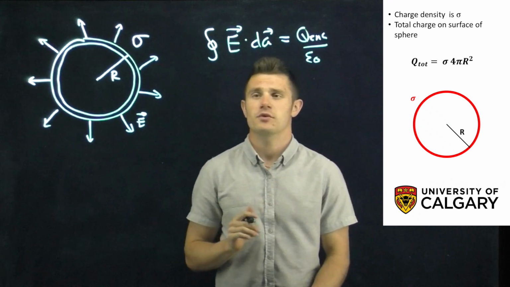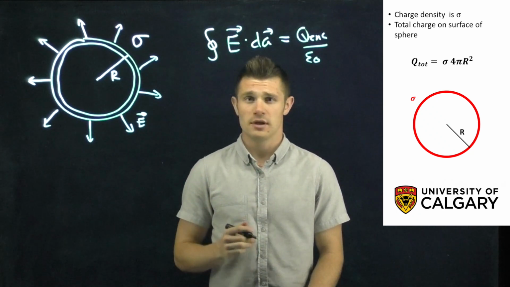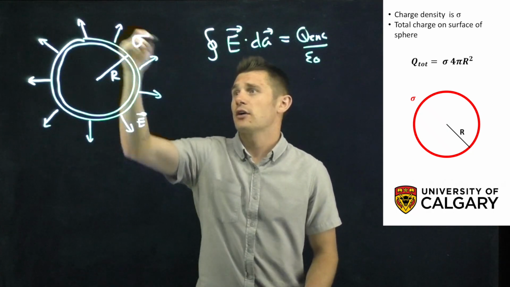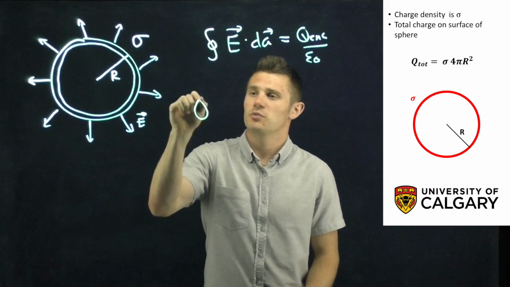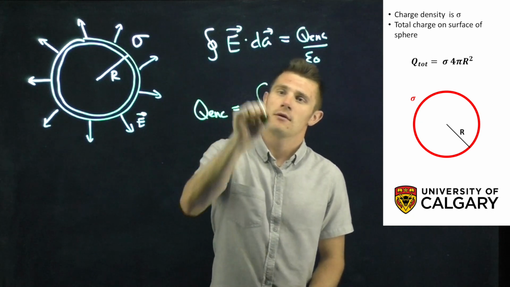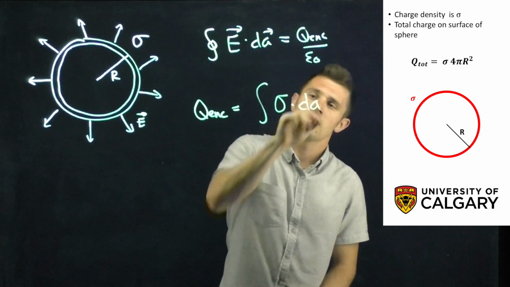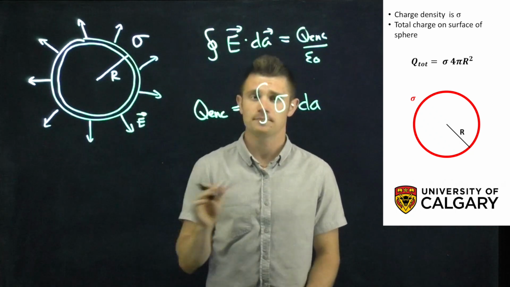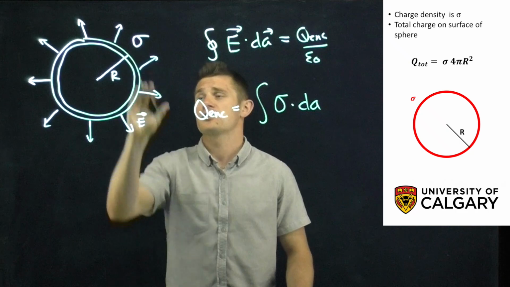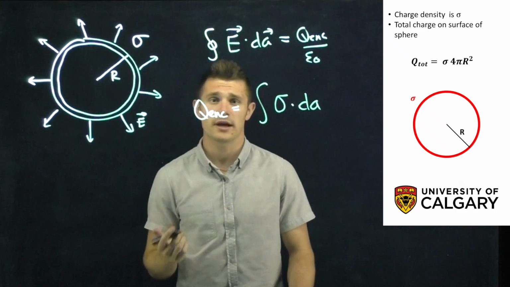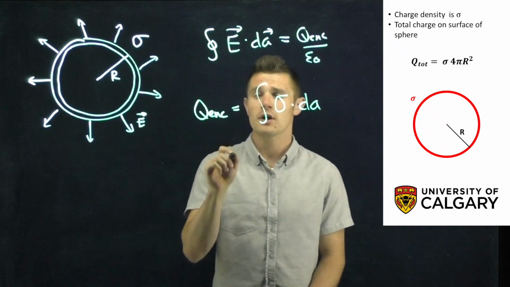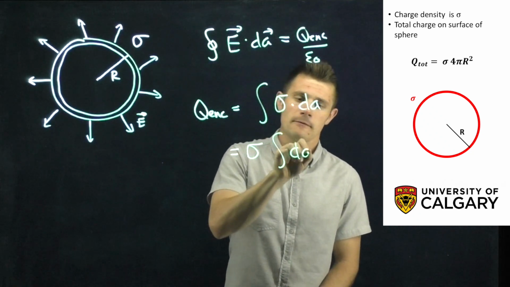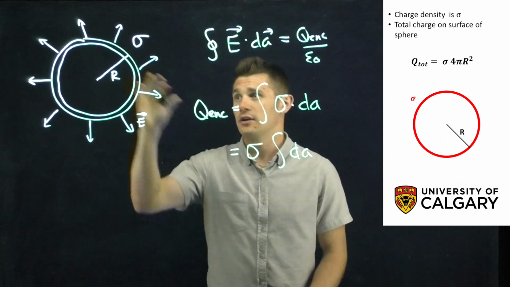Let's start with the right-hand side of this equation and calculate what the enclosed charge inside our Gaussian surface will be. If we choose our Gaussian surface to encompass the entire hollow sphere, then our enclosed charge will become the integral of the charge density over the entire surface area of this sphere. Now we recognize right away that the charge density is equally distributed over the entire surface of this hollow sphere of charge, so we can pull it outside of the integral. And we end up with just the integral over the area of the sphere.